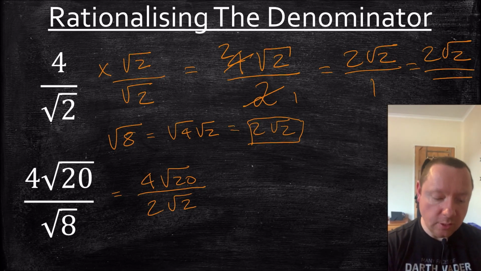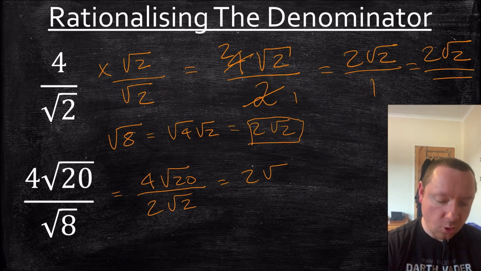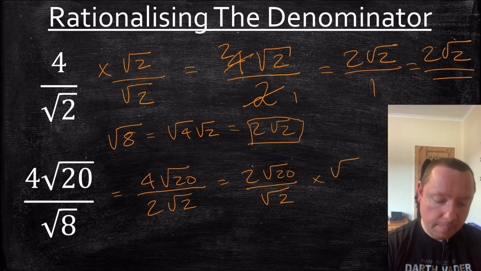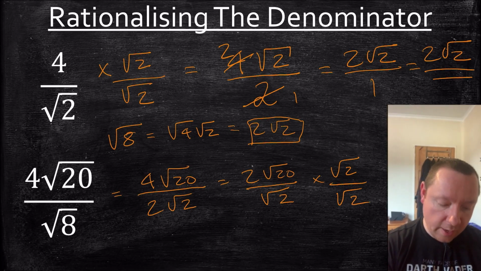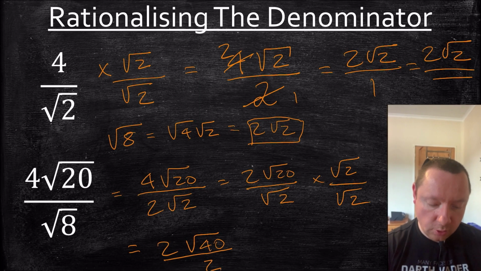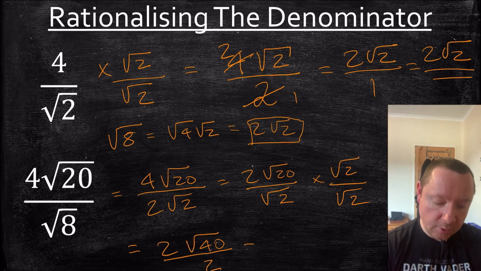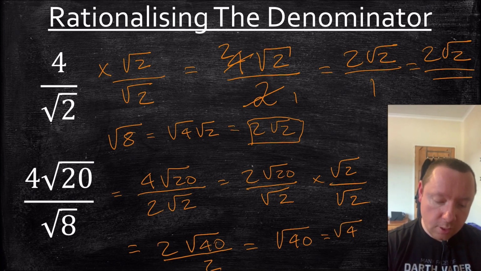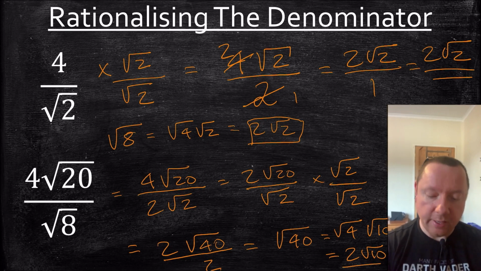4 divided by 2 is 2, so that gives me 2 root 20 on the top, all over root 2. Let's times the top and bottom then by root 2 over root 2 again. So that gives me 2 times root 40 all over 2, because root 2 times root 2 is 2. 2 divided by 2 is 1, so that's just root 40. But you can simplify that because 4 times 10 is 40, and 4 is a square number. Root 4 times root 10, which is 2 root 10 for your final answer.